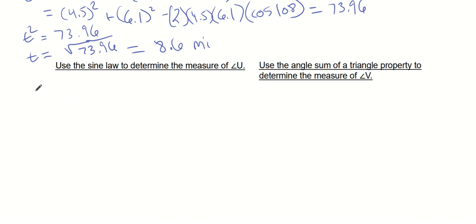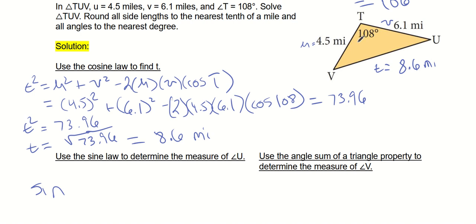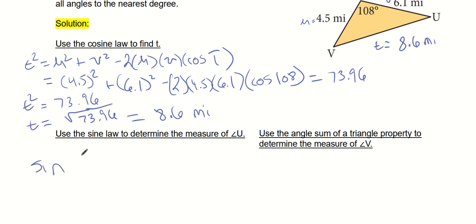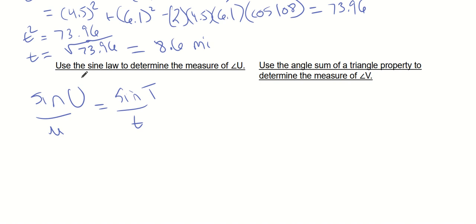Okay, so sine law. Let's find u. Take a look here. We're looking for u, so we don't have the angle. I'm going to use the one that's upright in the equation. But we have these two. This is the angle and the corresponding side, so I can use t there. So sine capital U over small u equals sine capital T over small t, and let us rearrange that.